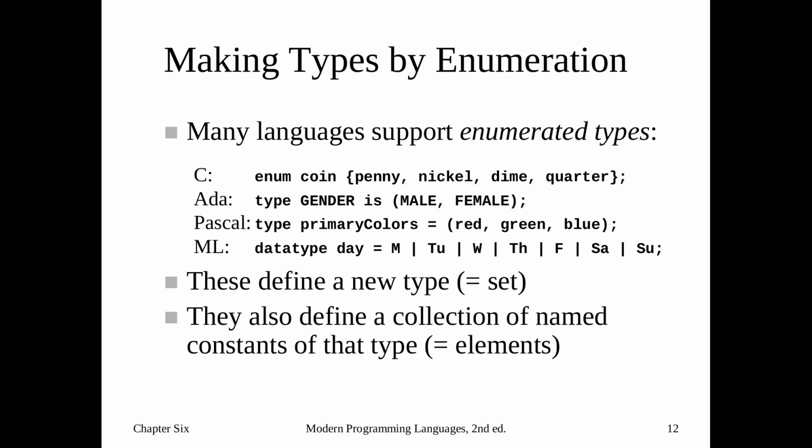So, for example, in the C one, enum coin, penny, nickel, dime, and quarter are the only subtypes or named versions of that type coin that are allowed. In the ML datatype day, we have M, TU, W, TH, F, SA, and SU. Those are the only days allowed by that datatype.